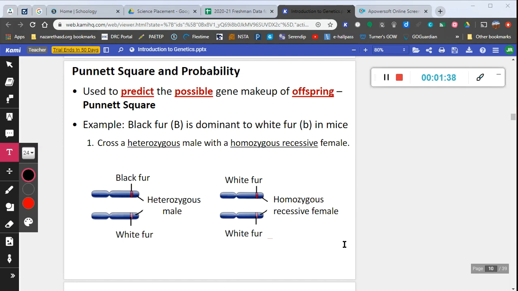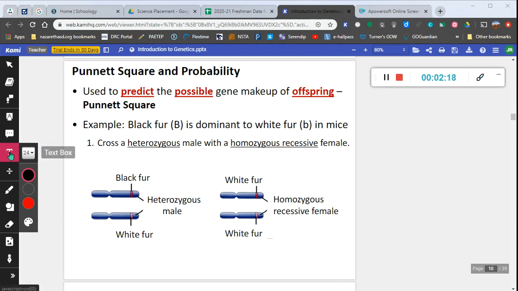So we're going to take an example here of mice and fur color, and we'll look at black fur being dominant to white fur. How do I know that black fur is the dominant color? I take a look at my nomenclature here. Black fur was assigned a capital letter B, and I know from the previous video that I assign uppercase letters to dominant traits. So black fur, capital B, is the dominant trait over white fur, lowercase b, in mice. The problem is asking me to cross a heterozygous male with a homozygous recessive female.